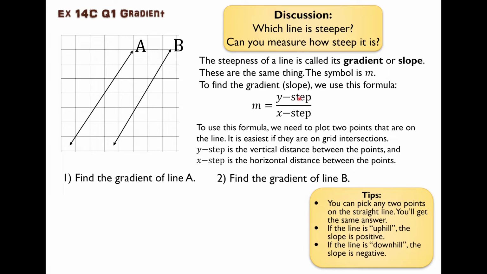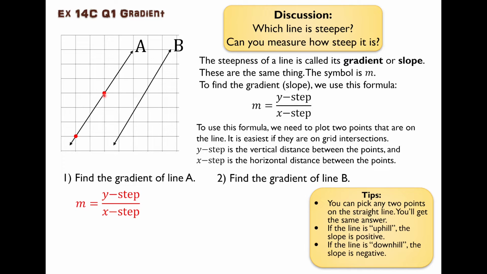To use this formula to get this distance between the points, we need to plot 2 points that are on the line. So for example, for this line A, I might put a point here and a point here. Maybe you might have picked 2 different points, like here and here, or here and here, as long as you pick 2 points on the line. Once you've picked 2 points on the line, then you can use the formula. Interestingly, no matter which 2 points on the line, you'll get the same answer. We'll all get the same answer if we all pick a different pair of points that are on the line.